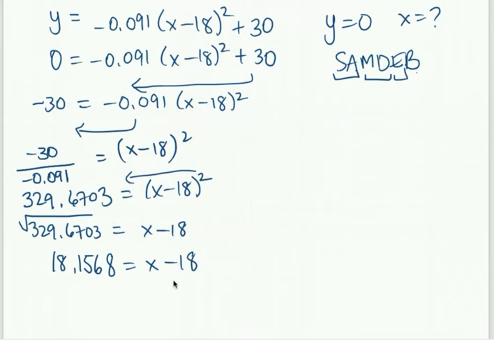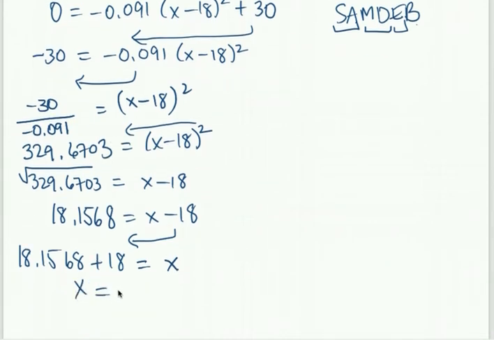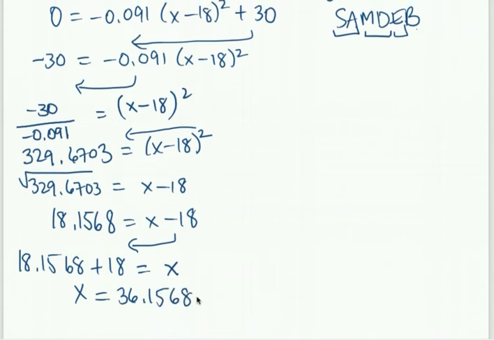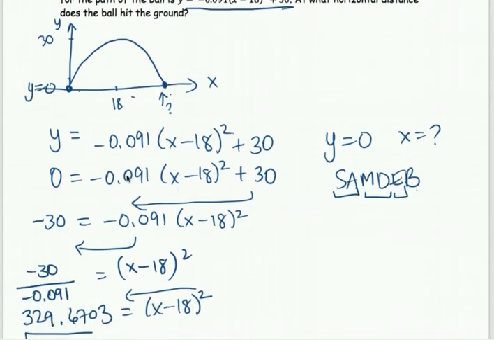Now we can deal with the brackets. Now we can move this 18 out of there, so we're going to add it on that side. Add 18, and then we get a total of 36.1568, etc. This is meters because we're trying to figure out how far down the field. Some of you may have tried to guess, oh, it's 36 exactly, but that ends up being a little bit more than 36.